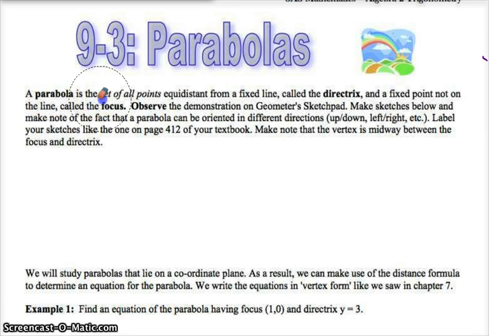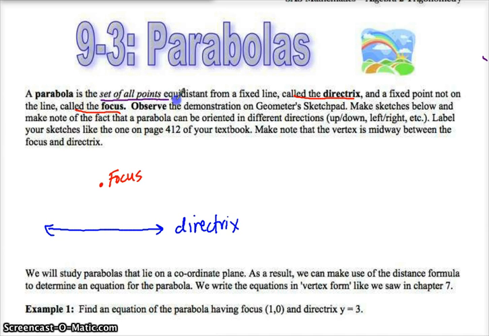It says a parabola is the set of all points equidistant from a fixed line called the directrix, and a fixed point not on the line called the focus. Okay, so let's draw a picture of that. So here's a directrix. And we have a fixed point not on the directrix, which we call the focus. The definition of a parabola is the set of all points equidistant to these two things.